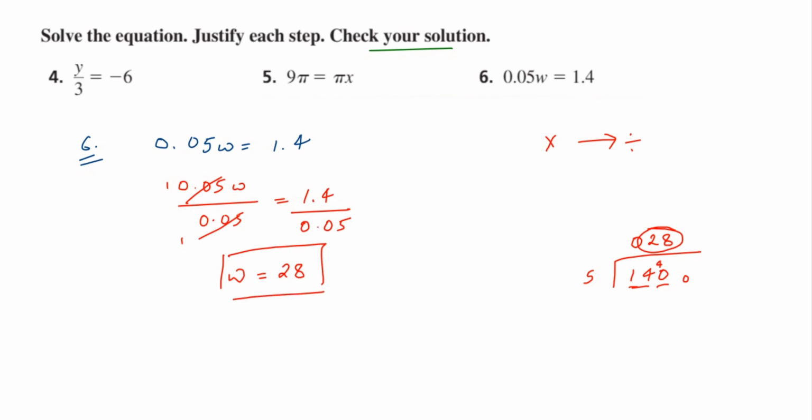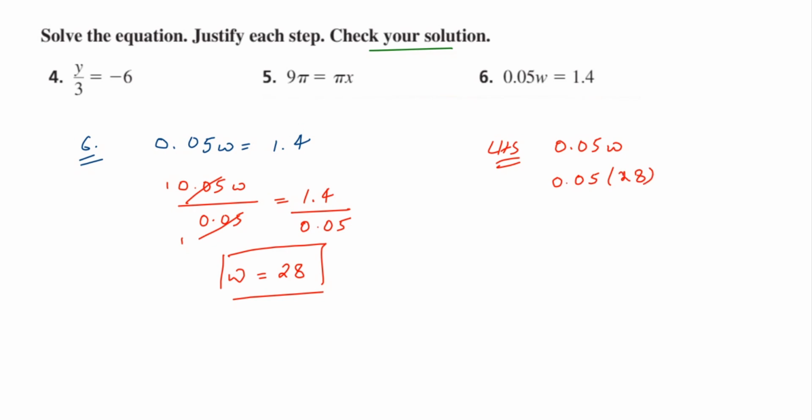Now we have to check the solution. This means substitute and check if it's correct or not. So let's take LHS part. LHS we have 0.05 W. So 0.05, in place of W, you write 28. We have to multiply these two numbers. One is decimal number, one is a whole number.